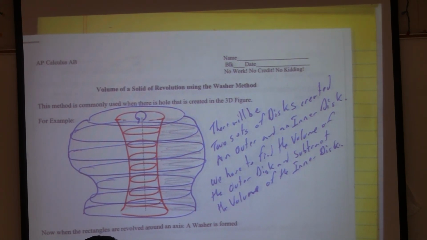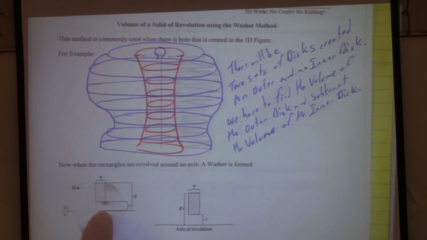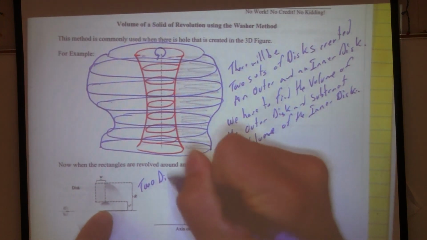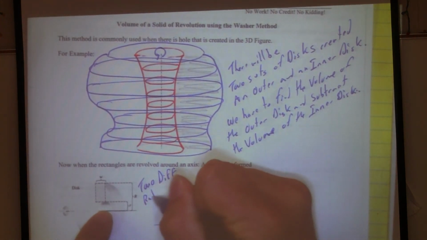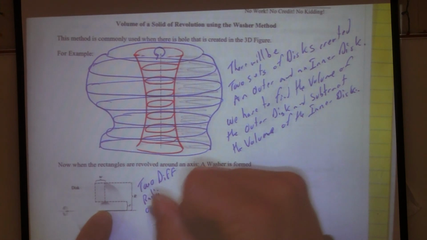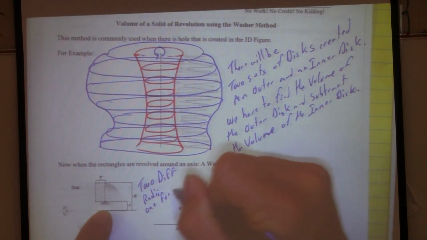We need the radius, right? So one of them is going to have a big radius and one of them is going to have a small radius, right? Okay, so do you see that down here happening? So there's going to be two different radii, one for each disk.